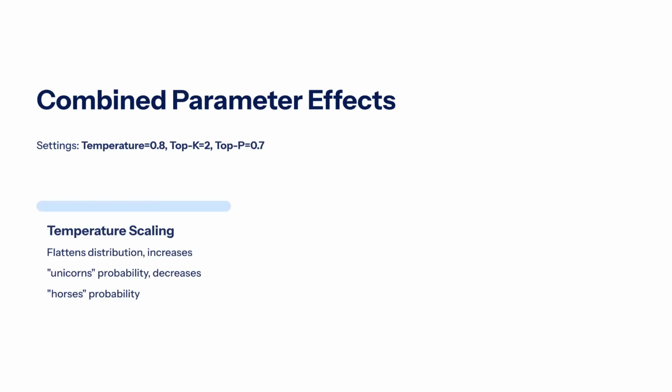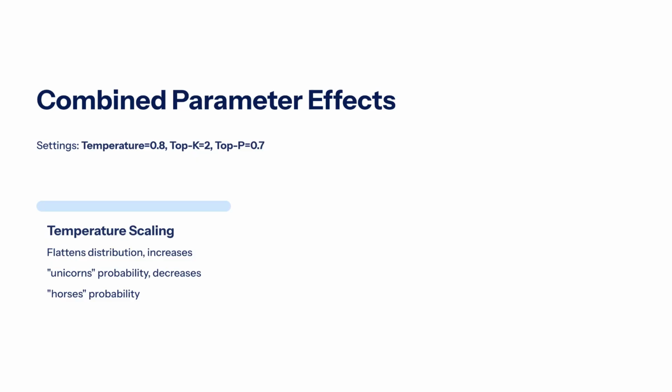The very first step is if you set a high temperature, the probability distribution is flattened, and the probabilities become less different, which would increase the probability of choosing unicorn and decrease the probability of choosing horse. So it depends on what you want to select. If you select 0.8 or 0.5, it would choose horse. But if you choose 1.5 or 2, the model will choose unicorn as the next possible token.